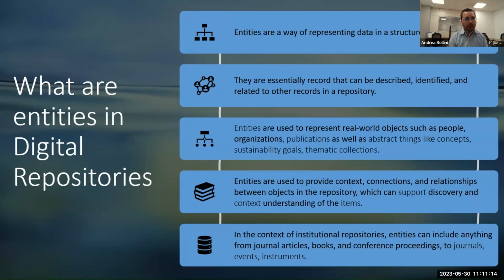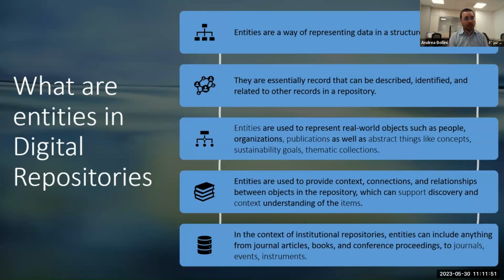So if we look to the real world, we will have a lot of examples of different entities that have specific characteristics. So we talk about people, we talk about organization, publication, but entities can be also something more abstract. For instance, they could relate to concepts, to subject vocabulary. They can be used to represent the sustainability goals of UNESCO and create thematic collections.